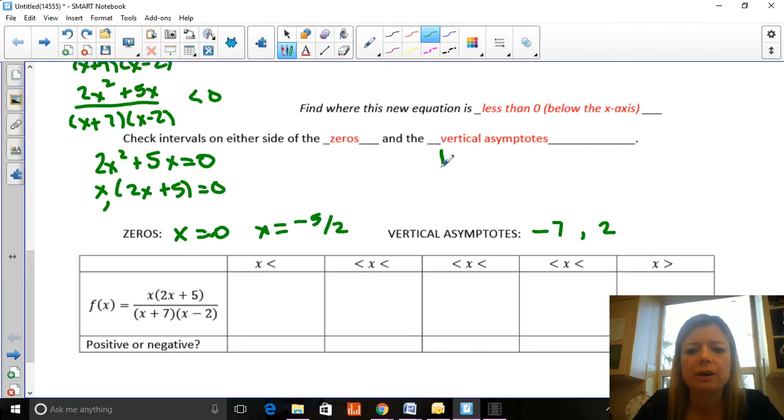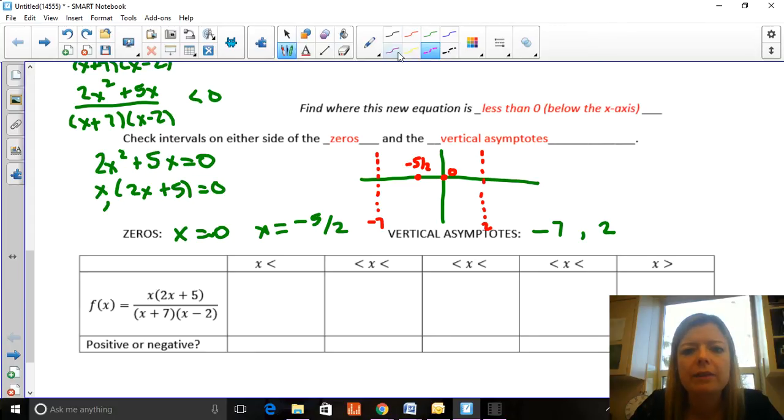So therefore, if we were to draw a really rough sketch here, we would have a vertical asymptote here at negative 7. You don't have to be formal with this at all. A zero at negative 5 over 2, an x-intercept at 0, and another vertical asymptote at 2. So this is 0, this is negative 5 over 2.